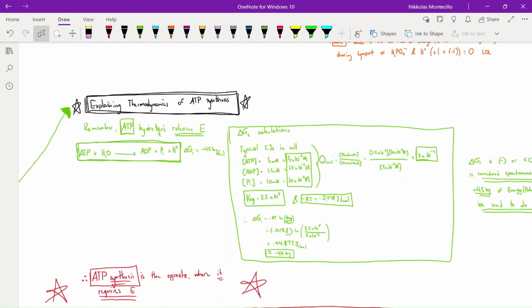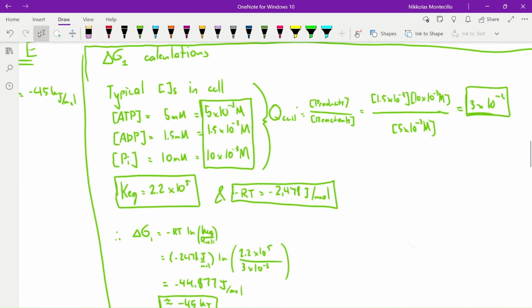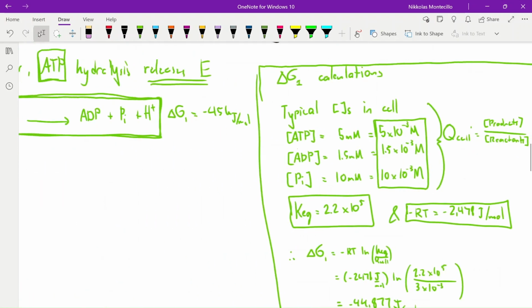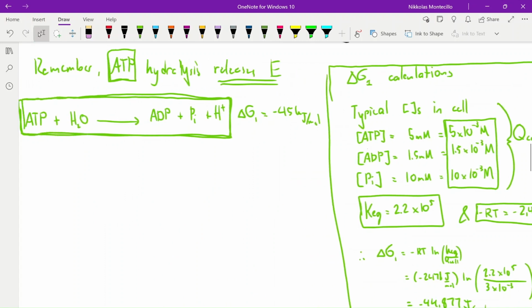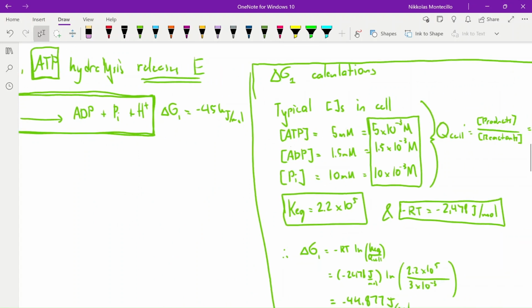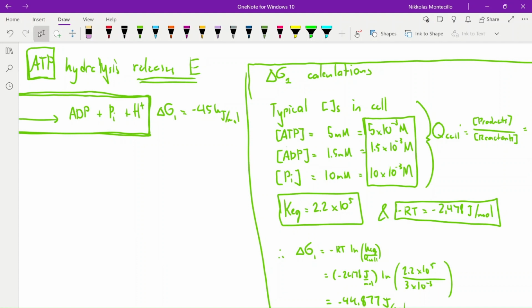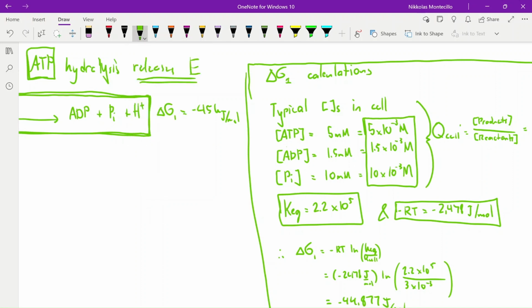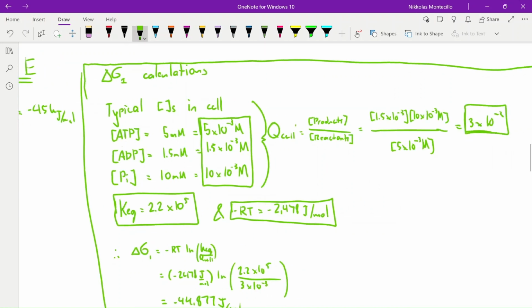So by experimental calculations, we see here that delta G1 is equivalent to negative 45 kilojoules per mole. That's the amount of energy associated with ATP hydrolysis. These are the calculations I performed to get this value.